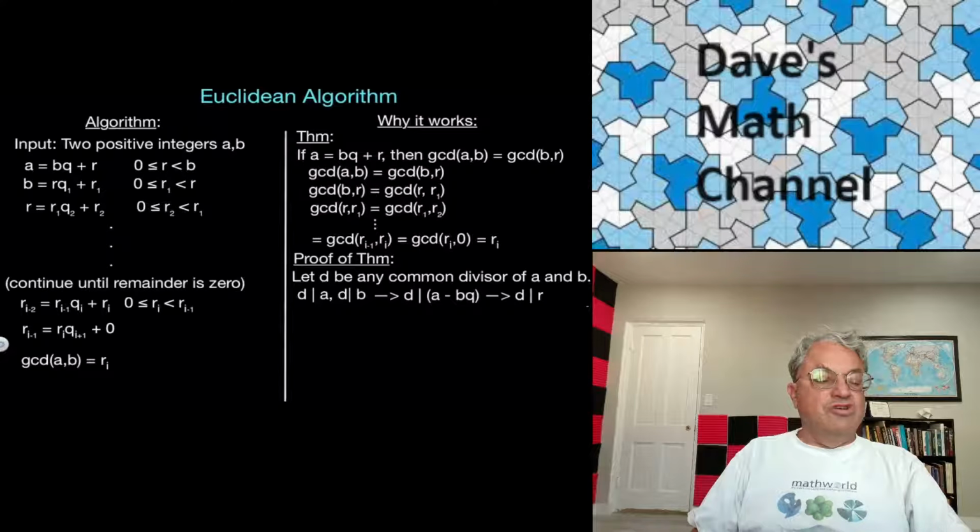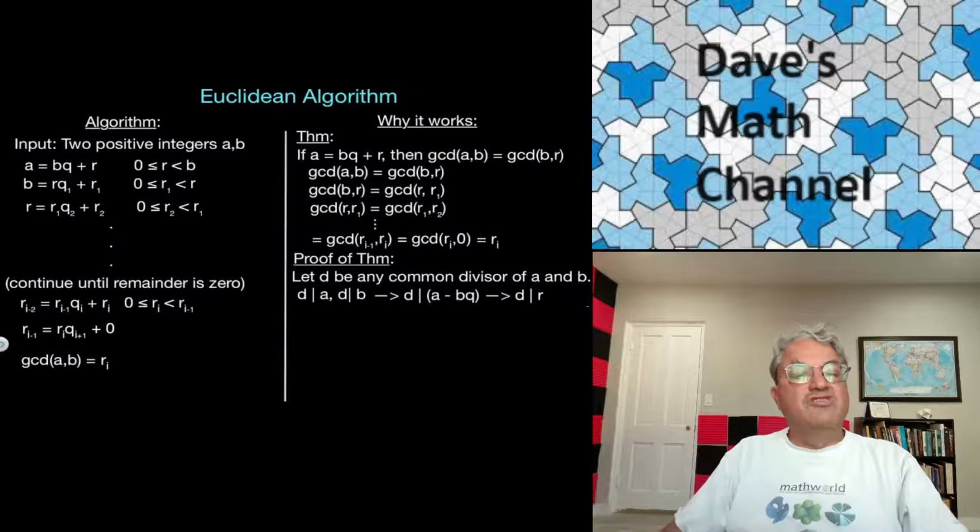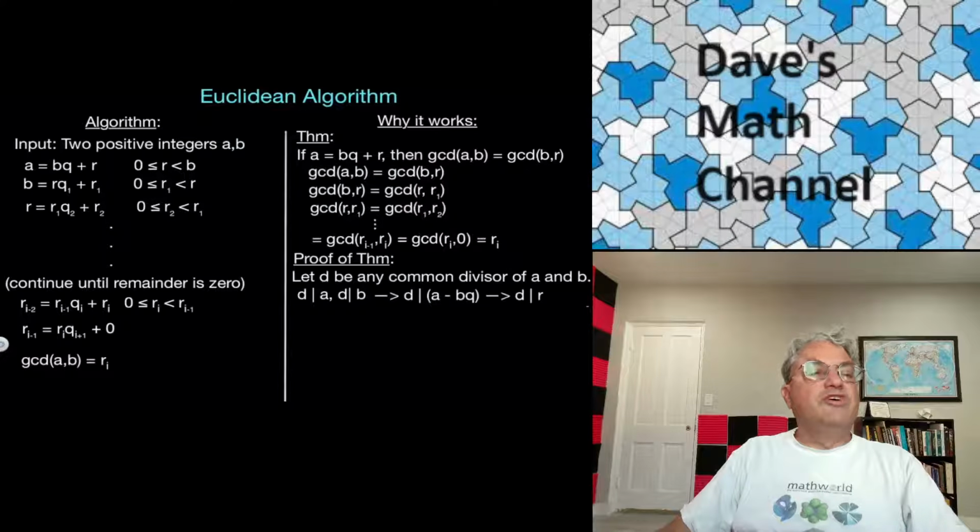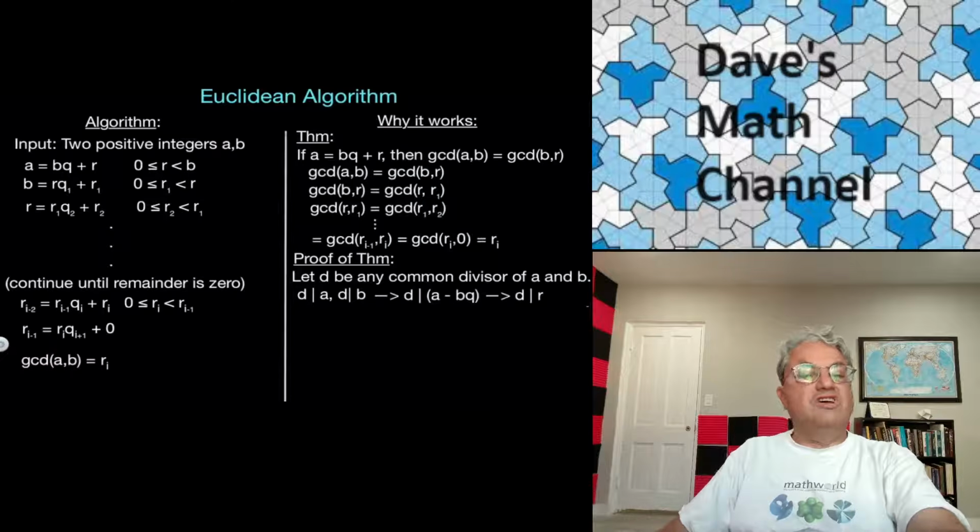Because R has to be a common factor of both A and B. All the common factors stay intact at each step, basically. And so you keep making the numbers smaller until you get down to a remainder that you can't make any smaller anymore. And that turns out to be your GCD. That's the essence of the proof. So very, very nice algorithm.